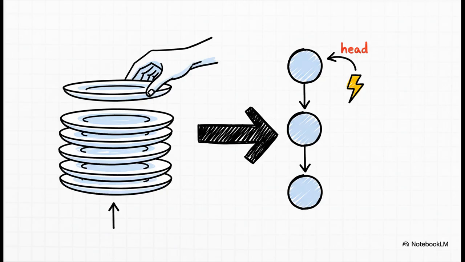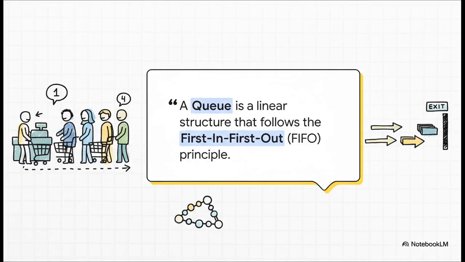And this is exactly why a linked list is the perfect tool for building a stack. Adding or removing from the top of the stack is the exact same thing as adding or removing from the head of a linked list. And we already know that that is an extremely fast O(1) operation. It's a perfect match.